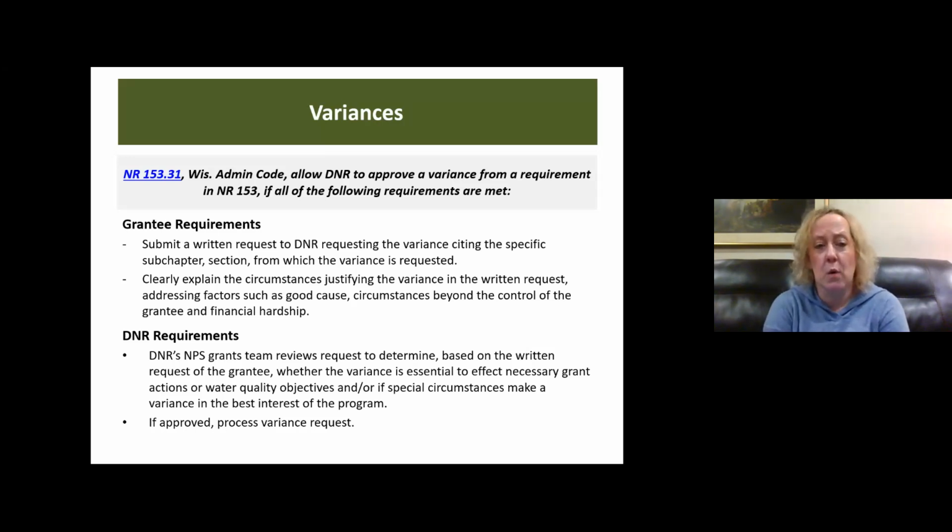And so for the DNR requirements, like I said, our grants team is going to review to determine, based on that written request, whether that variance is essential to help you meet your grant actions and meet those water quality objectives for your project. Again, is that variance in the best interest of the program? And then if it's approved, we'll process the variance request.